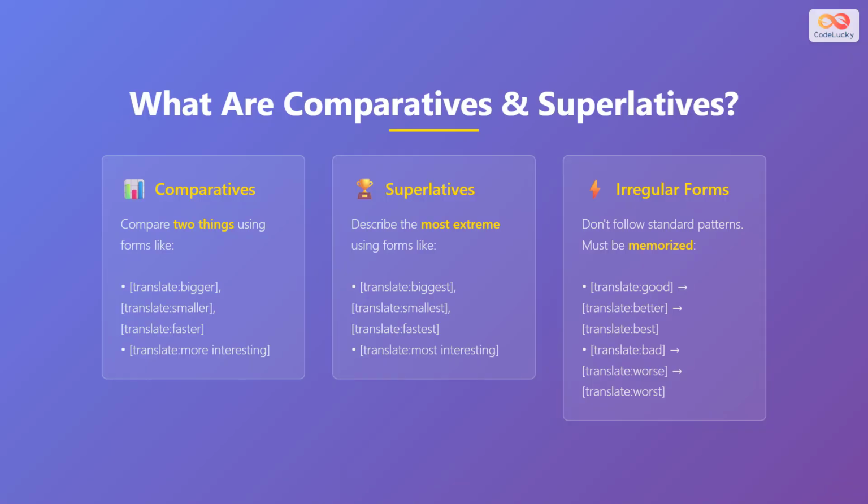Let's understand the basics. Comparatives are words we use to compare two things. For example, this coffee is bigger than that one. Superlatives are words we use to describe something as the most extreme among many things. For example, this is the biggest coffee in the shop. Irregular forms are special because they don't follow the normal rules. Instead of adding -er or -est, these words change completely. We need to memorize them.